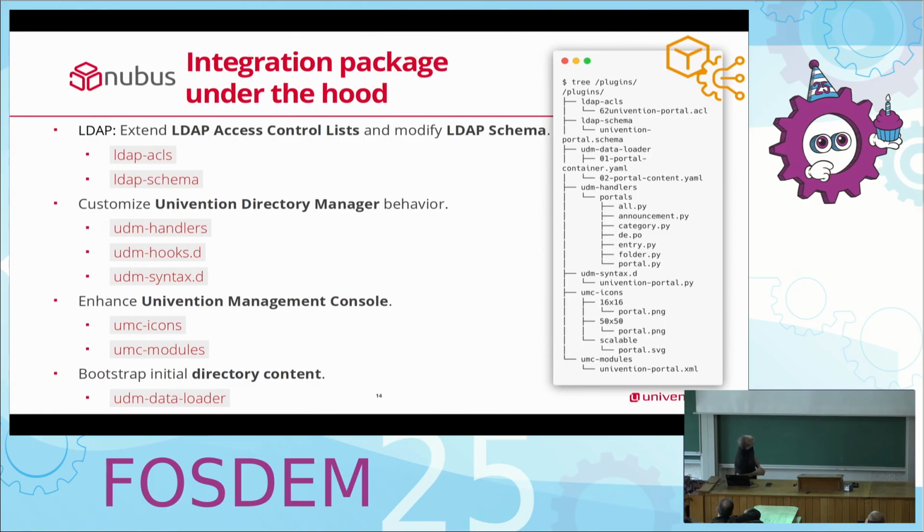The structure is a bit cut off. No, it's okay. It's very simple. All that you need in your container is a file system structure where you have the plugin types that are supported by Nubus. So that's LDAP schema, LDAP ACLs. UDM is the data model and the handler for things like users and groups. The management console is the UI for management. And for directory content, you may want to add some example users or a directory structure in the LDAP, so you need a way to add objects, and that is also done using a YAML file.